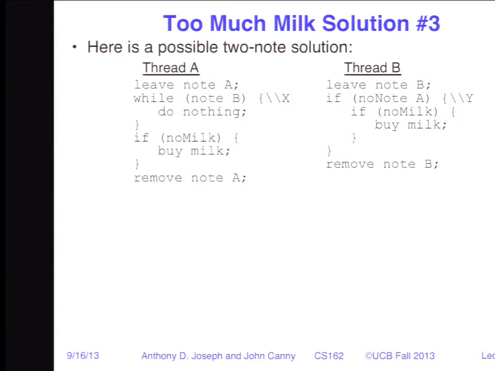That's actually correct. If B leaves a note and then A leaves a note, then B will check and see there's a note A. And so then if we context switch back, A will see there's a note B. And so what will A do? It'll sit there and spin. And then B will eventually get context switched and run, and it'll remove note B. And then what happens? A notices there's not a note B. So then A checks to see, is there milk? And there's no milk. So then A will go and buy milk, and then A removes note A. So that interleaving does work.